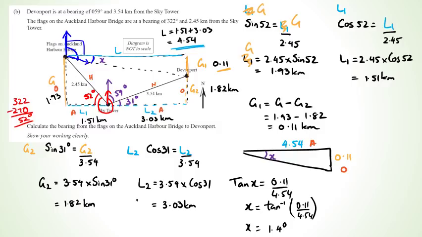Okay, it's not all, guys, because you need to figure out what the bearing is. So the bearing is going to be 90 plus 1.4. You've got to include the 90 degrees as well. So it's going to be 90 plus 1.4, which means you're going to get a bearing of 091.4 degrees. And that should be your final answer.